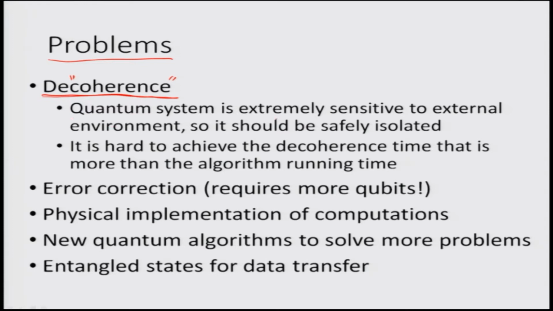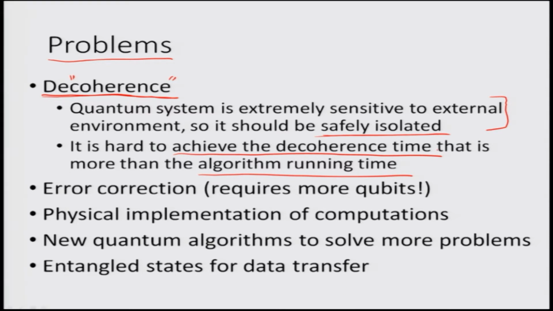Quantum systems are extremely sensitive to the external environment, so they should be safely isolated. So, one of the biggest issues about quantum computing implementation is the concept of safe isolation. It is hard to achieve a decoherence time that is more than the algorithm running time. This is another big problem of this entire field.